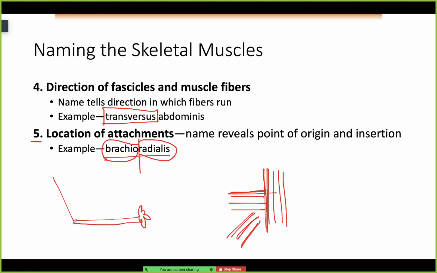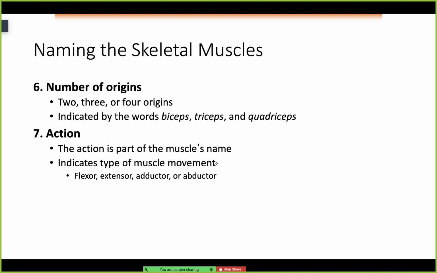And here's a second one. It attaches here to here. Number 6, the number of origins. So I'm going to draw a person here, a stick figure. And here's his head, and here's one arm. I'm going to draw this arm really big, like that. Here's his thumb, and there's his other fingers.